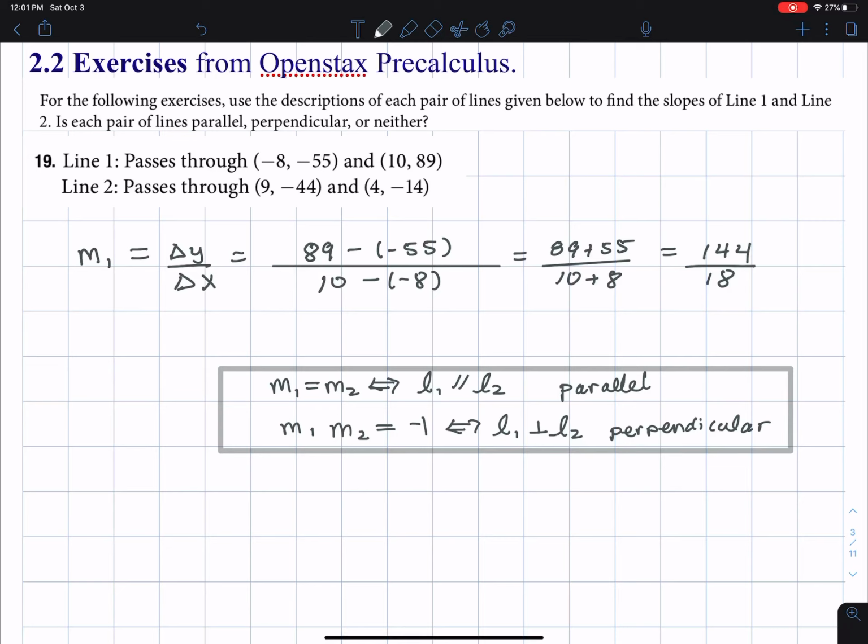All right. 18 is 9 times 2. That's the easier one. But 9 goes into 144, I believe, 16 times. So that's 16 over 2, which is 8. So 8 times 18 is 144, apparently. I guess I should have seen that from the start, but that's all right.